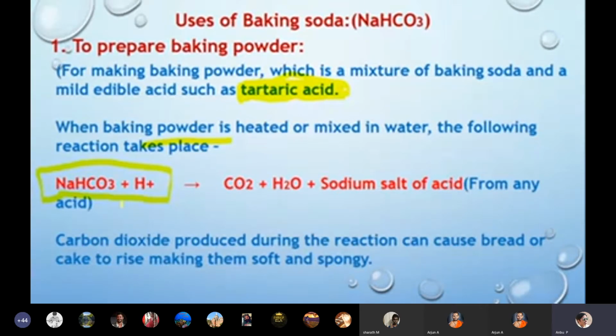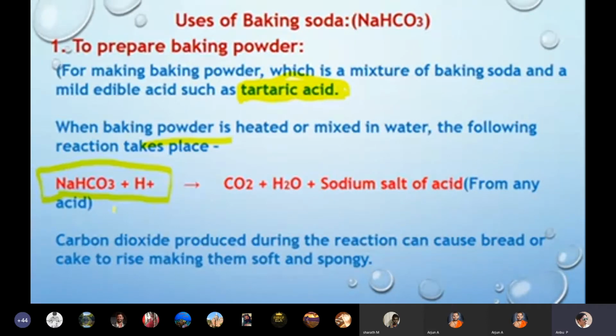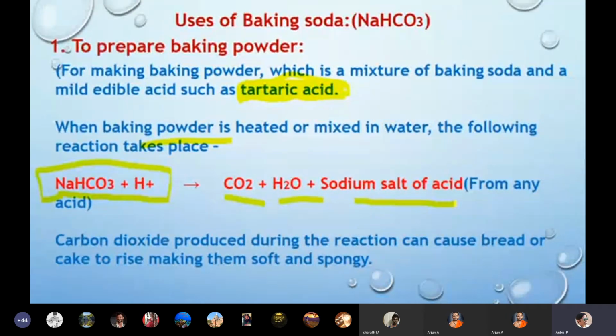When this baking powder is used along with a food item, what reaction takes place? The baking powder will decompose. It releases carbon dioxide gas, water, and the sodium salt of the acid. This carbon dioxide gas makes the food item very soft, and at the end of the fermentation you get the bumpiness of the cake. All of this is because of the release of carbon dioxide gas. This is how baking powder works when used in food items.